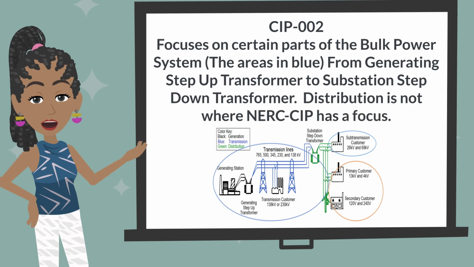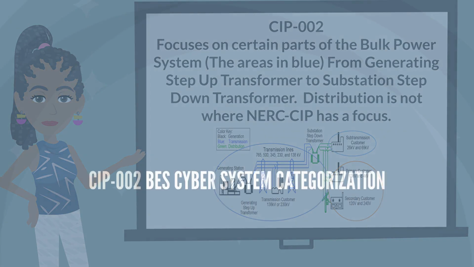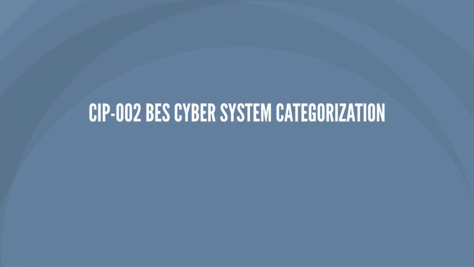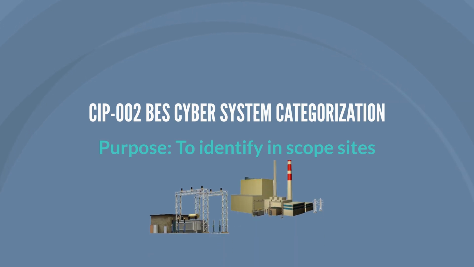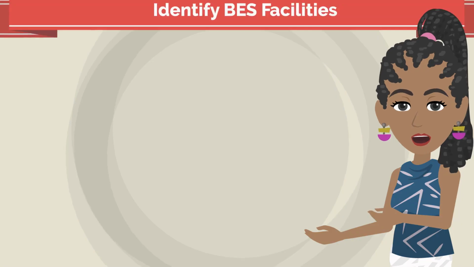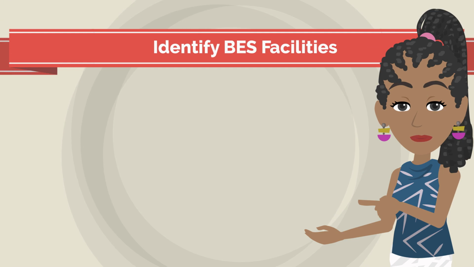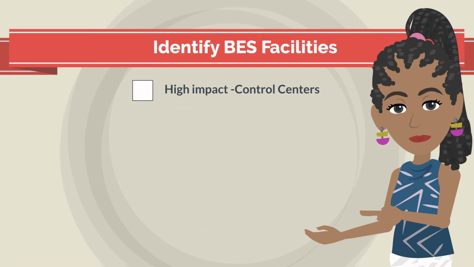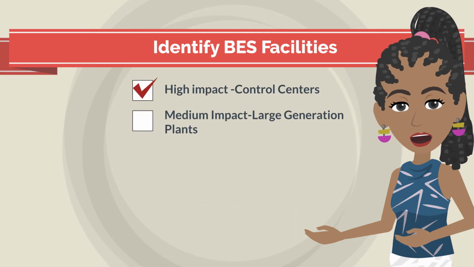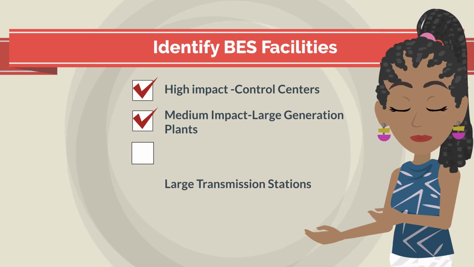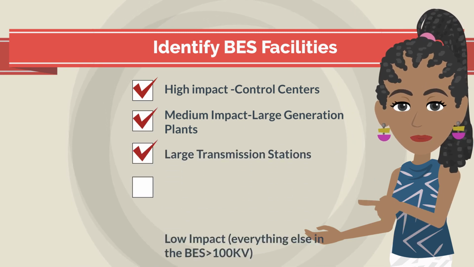Here is a brief summary of each of the NERC CIP standards. CIP 2, BES Cyber System Categorization. Purpose: to identify and scope sites. Identify BES facilities. High impact: control centers. Medium impact: large generation plants, large transmission stations. Low impact.